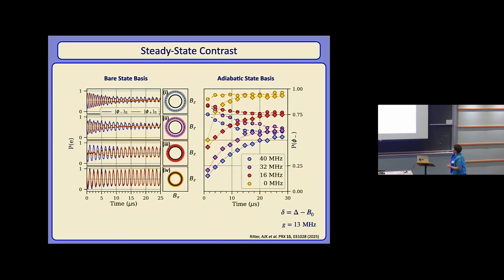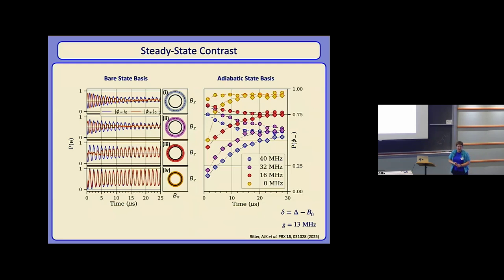If we look at the steady state contrast and the rate of approach to steady state, it's more convenient to measure in the adiabatic basis. So instead of doing a sudden turn off of the applied fields, we do a slow ramp out, so we can try to directly measure the probability of phi minus. Here on the left we have our diabatic turn-off, bare qubit basis measurements, and for the same settings on the right we have adiabatic measurements.